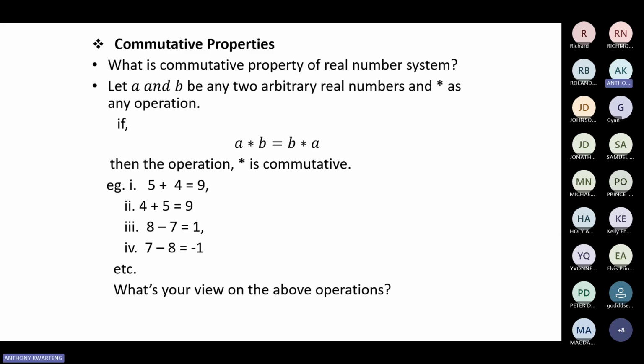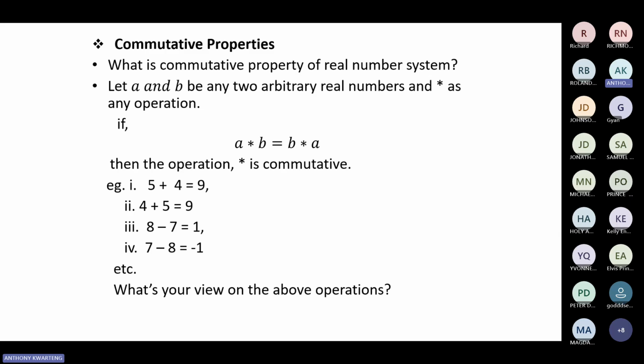Since we are getting different answers by interchanging the position of these numbers, we say that subtraction is not commutative under real numbers. So that's the commutativity property of real numbers. Now you say addition and multiplication are commutative, but subtraction and division are not commutative.